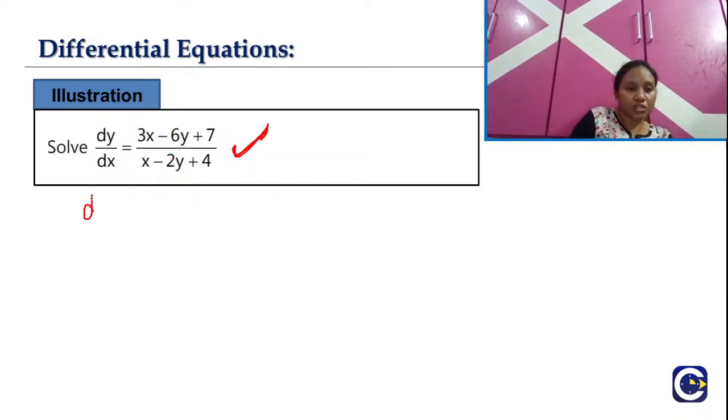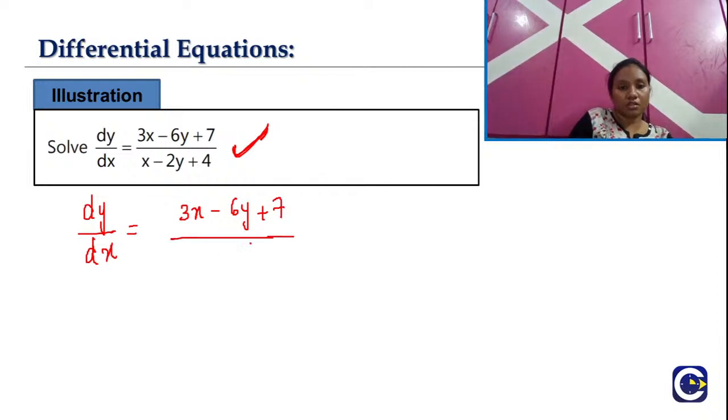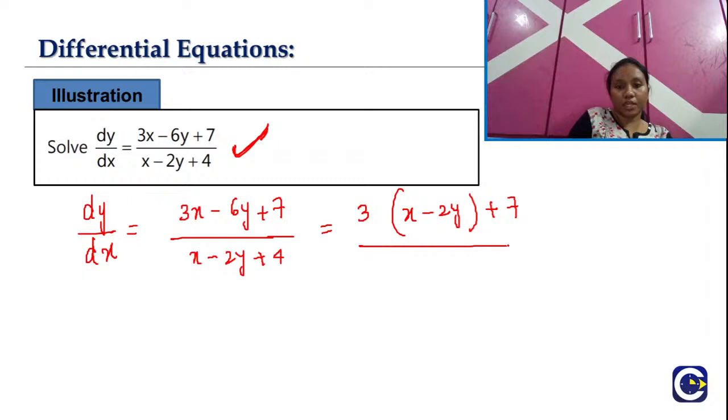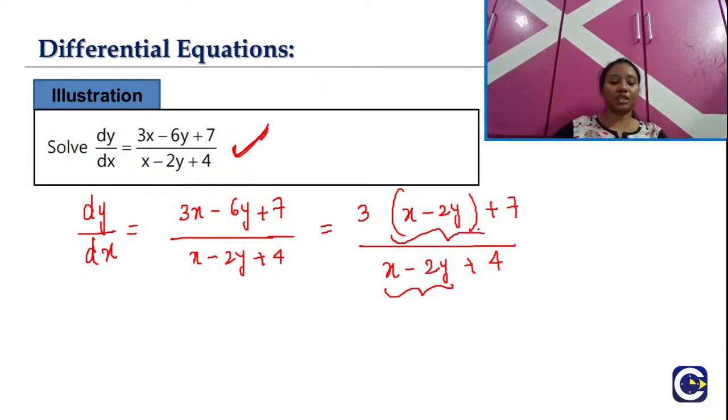So here, if you identify, the given differential equation is dy by dx is equal to 3x minus 6y plus 7 divided by x minus 2y plus 4. If we take 3 common in the numerator, it turns out to be x minus 2y plus 7 in the numerator, as well as in the denominator x minus 2y plus 4. So now we can identify the same term in both the numerator and the denominator, which is nothing but the term x minus 2y. So we can say that this particular differential equation falls into the special case which we have discussed.